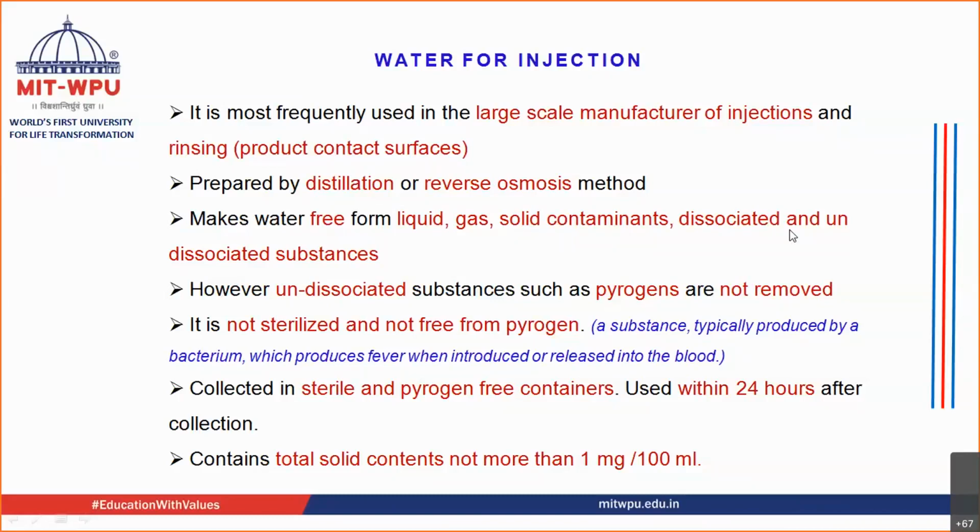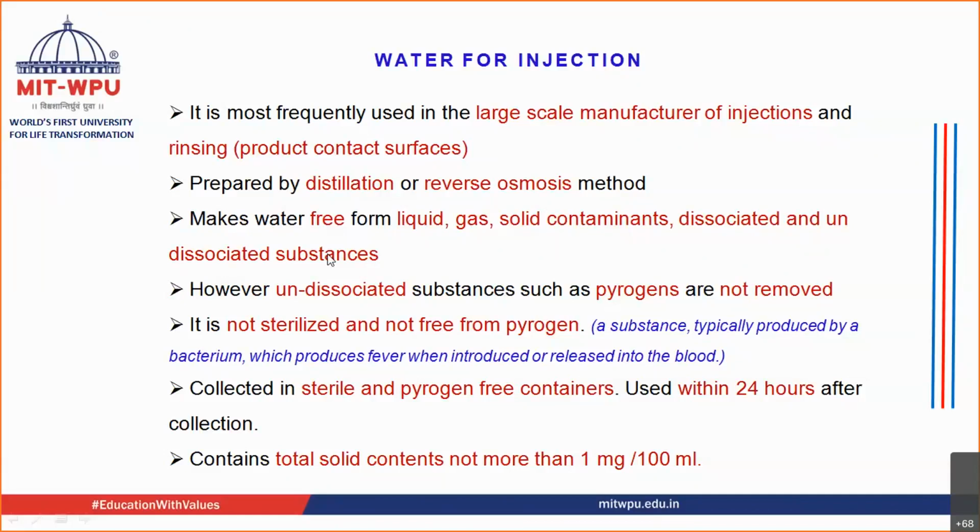Now how is it prepared? It is prepared by two methods: distillation and reverse osmosis. These two methods you are already aware of. Because of these two methods, the water becomes free from liquid, gas, and solid contaminants. So all the liquid, gas, and solid contaminants present in water are removed. Along with that, it also removes dissociated and undissociated substances.